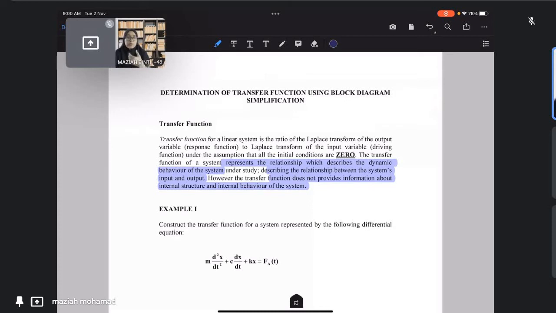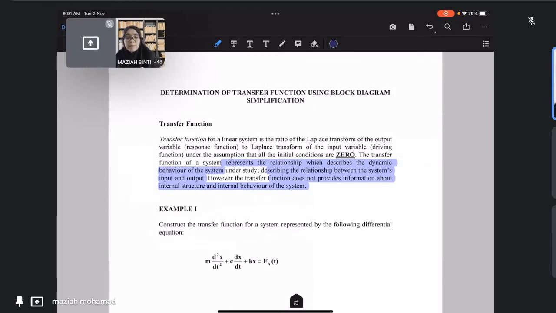So the transfer function cannot provide information about the internal structure of the system and also the internal behavior of each element in the system. We can just see the behavior of the system based on the input and output, but internally, we cannot do the analysis.